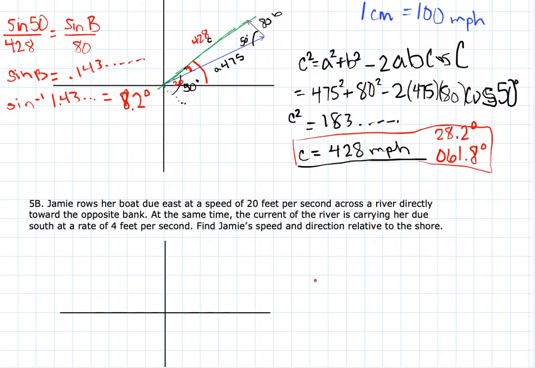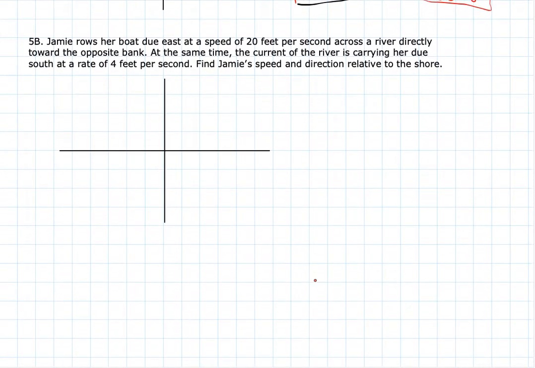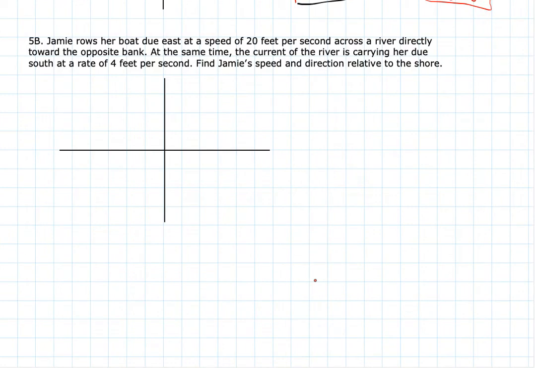Let's look at this one. Jamie rows her boat due east at a speed of 20 feet per second across a river directly towards the opposite bank. At the same time, the current of the river is carrying her due south at a rate of 4 feet per second. Find Jamie's speed and direction relative to the shore.